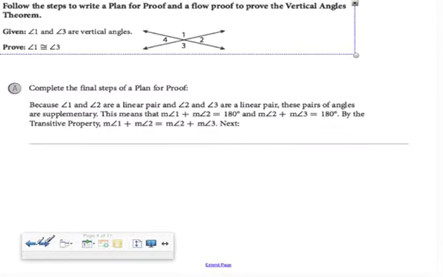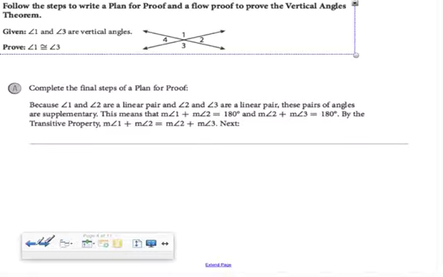In part A, they're asking us to complete the steps in order to plan the proof out. And then on the next screen, we'll actually do the proof. So in the steps for my proof, I'm going to start by talking about how, since angles 1 and 2 are a linear pair and angles 2 and 3 are a linear pair, I know that those angles are supplementary. That means that they add up to 180. And so by the transitive property, I can take those two equations and smush them down to get that angle 1 plus angle 2 equals angle 2 plus angle 3.